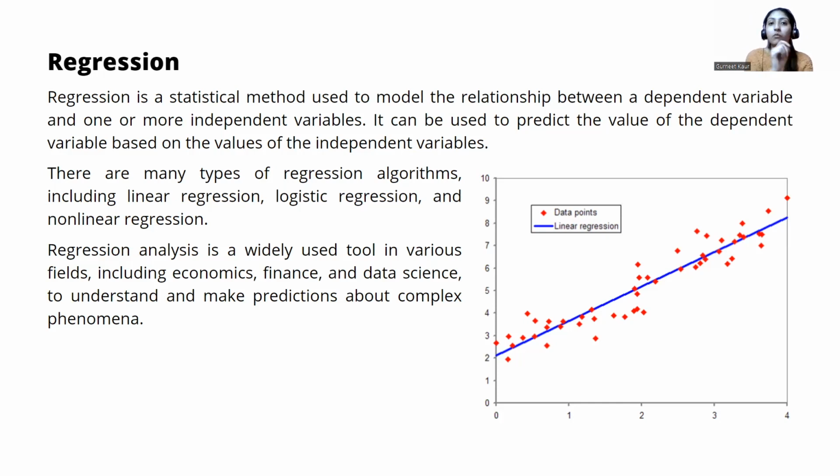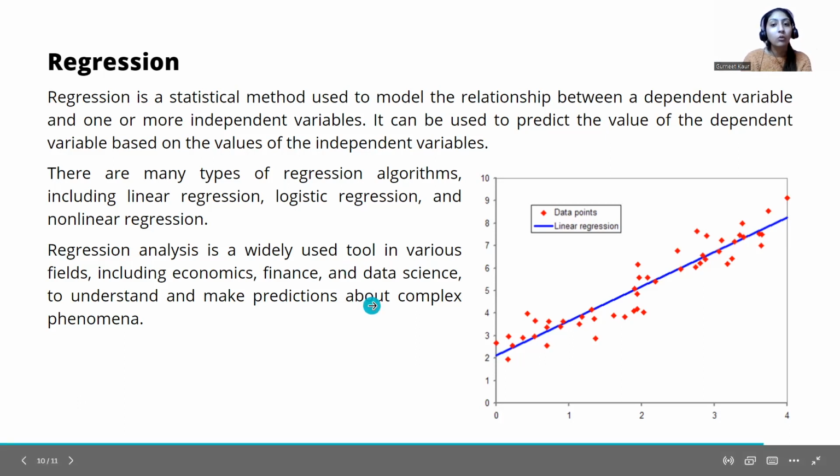So y is the dependent variable and x is the independent variable, right? So we find the value of the dependent variable. Sorry, y is the dependent variable and x is the independent variable, right? So I hope regression is clear.